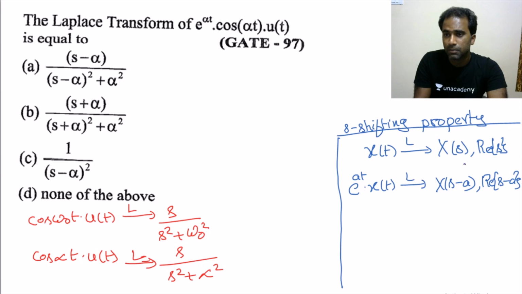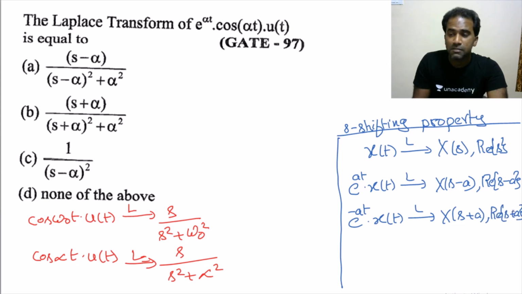So in the s-shifting property, similar to the frequency shifting property, the sign will be opposite, reversed. Here it is a plus and here it is a minus. Similarly, let us write the other way also: e power minus at into u of t. Then it should be the same Laplace transform with s replaced with s plus a. In the ROC also, replace s with s plus a, which means the ROC is changing.